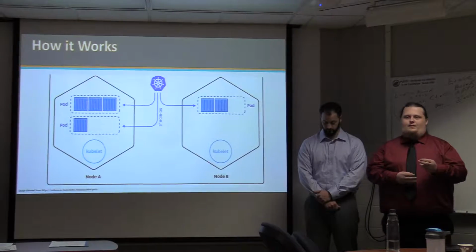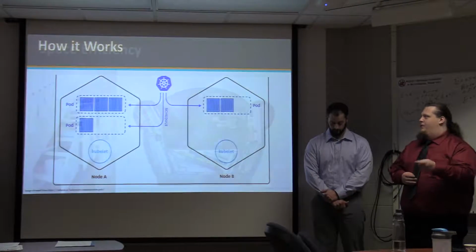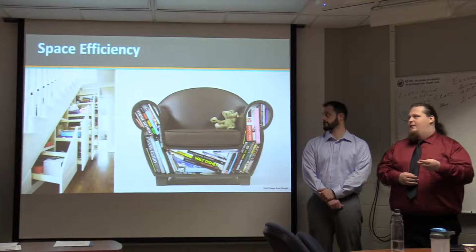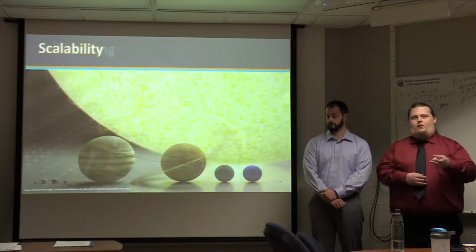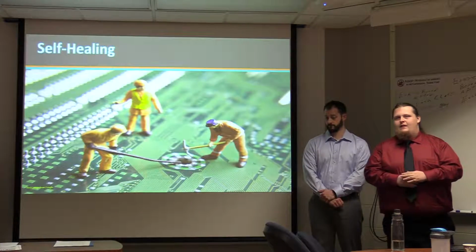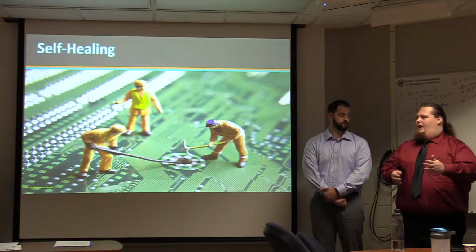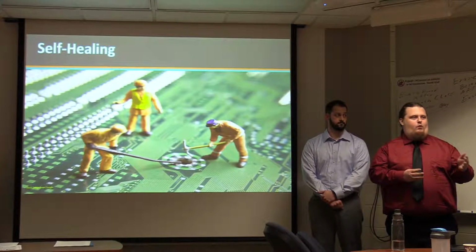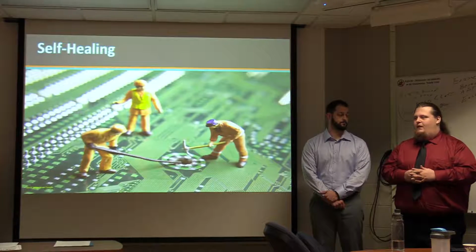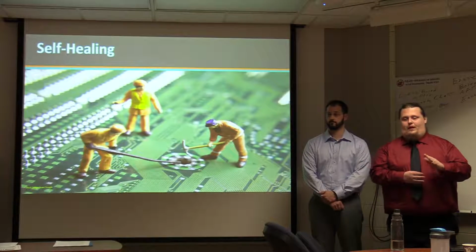There are three major things that Kubernetes sets out to do. First is space efficiency, second is scalability, and the third is the ability to be self-healing. So how does it accomplish all these? Essentially, it has the ability to take a look at what network resources you have running. We'll show you a little bit of how it can do that later.